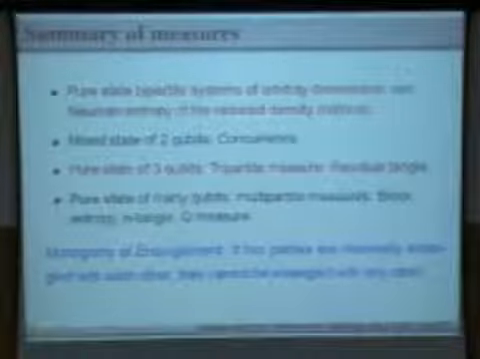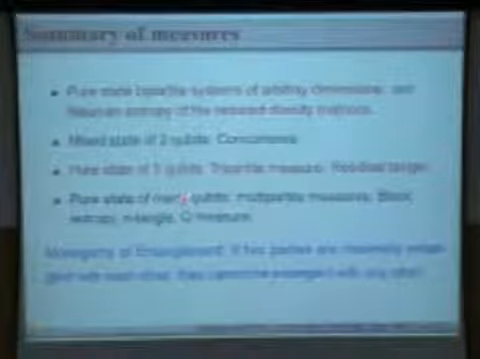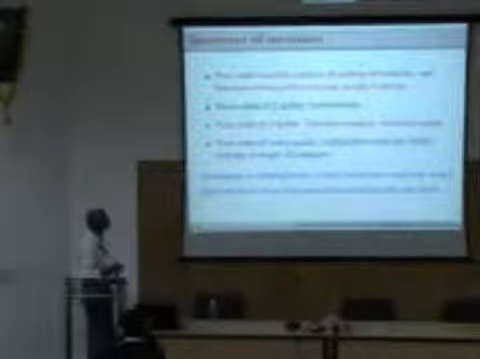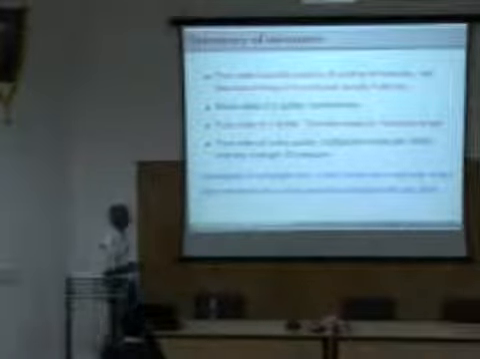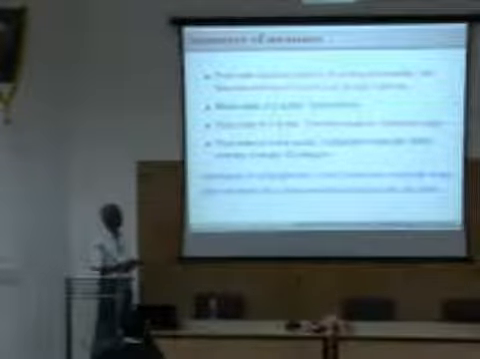I'm not going to talk about the residual tangle, so I'll skip that, but there is quite a good measure for pure state of 3 qubits. And for pure state of many qubits, multipartite measures such as block entropy, entangle, which actually generalizes concurrence, and the Q measure, which is the average purity, are good as measures of multipartite entanglement. And the monogamy of entanglement is basically the statement that if 2 particles are maximally entangled with each other, they cannot be entangled with any other.